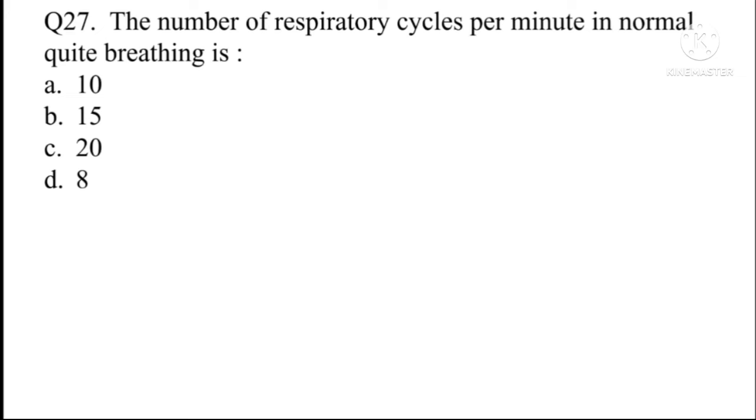Next question is the number of respiratory cycles per minute in normal quiet breathing is. The options given are option A 10, option B 15, option C 20, option D 8. Its correct answer is option B 15. The number of respiratory cycles, that is total inspiration and expirations taking place per minute in normal breathing, is 15.